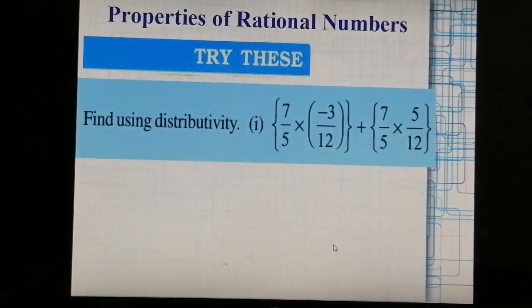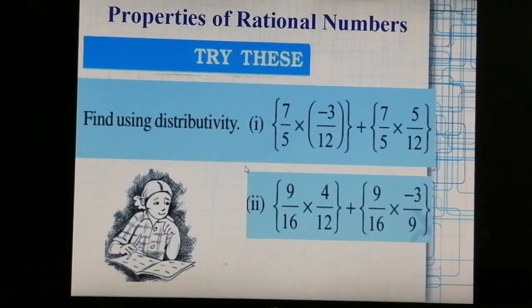Now try this. Find using distributivity. Here we can see 7/5 is in both the terms, so we can take it common and do it for yourself.